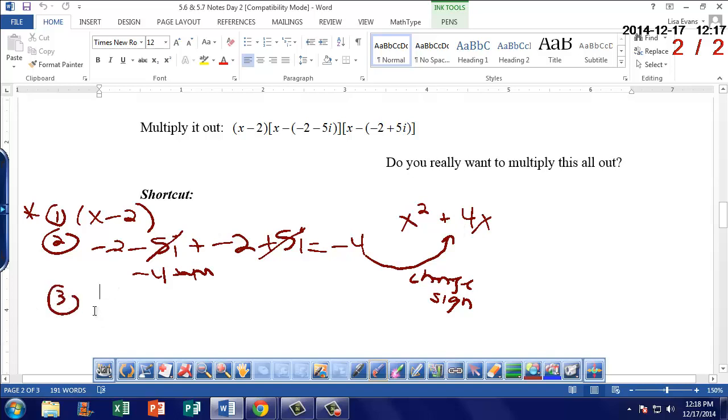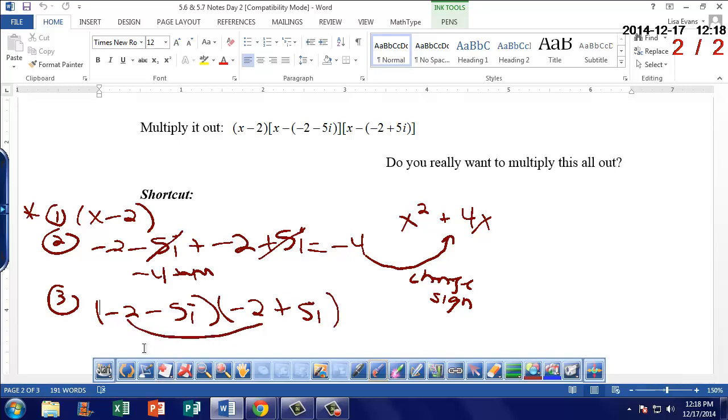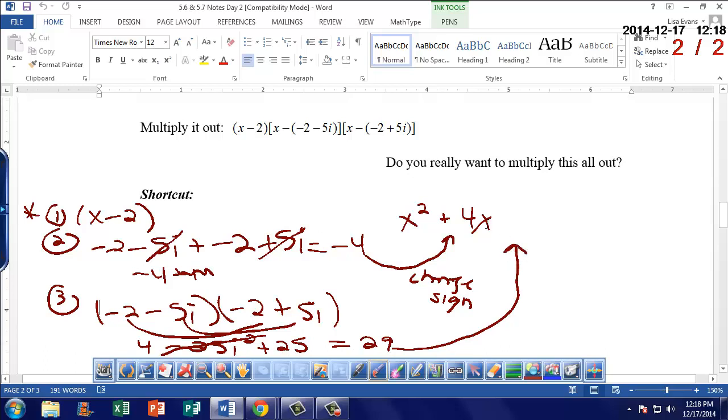Okay, step 3. Now you're going to multiply the conjugates. So I'm going to multiply -2 minus 5i and negative 2 plus 5i. Now remember, when you do this, the middle terms cancel out. So I'm going to get positive 4, and then I'm going to get negative 25i squared. Remember, i squared is negative 1, so this becomes a plus 25. So 4 plus 25 is 29. You're going to write that, no sign change, as your constant.